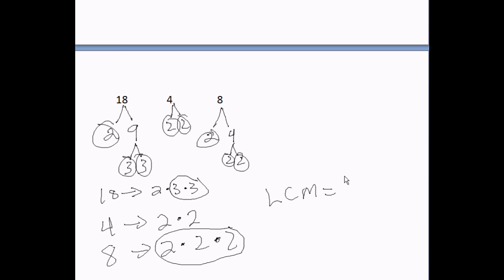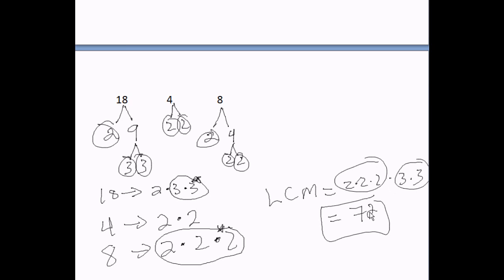So let's multiply our groups. I have a 2 times 2 times 2, and then I have a 3 times 3. So this is a group, this is a group, and we're going to multiply them all together. 2 times 2 times 2 is 8, and then 8 times 3 is 24. 24 times 3, 72. My LCM of 18, 4, and 8 is 72. And you can look at it this way, 8 times 9. 8 times 9 is 72.